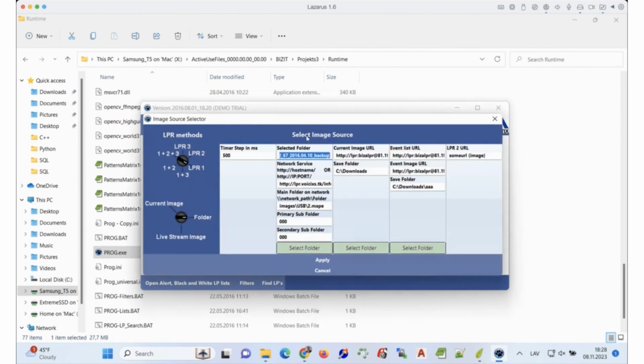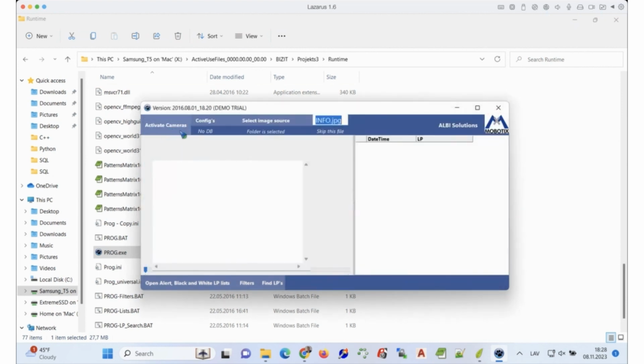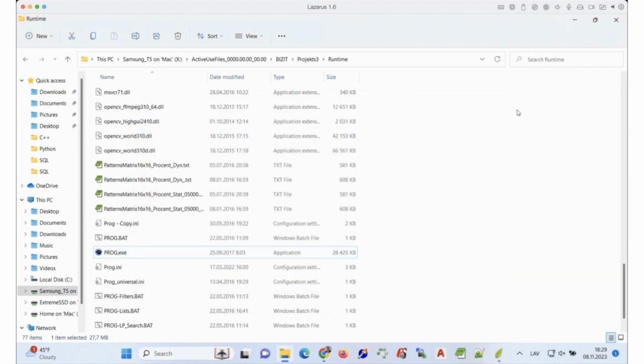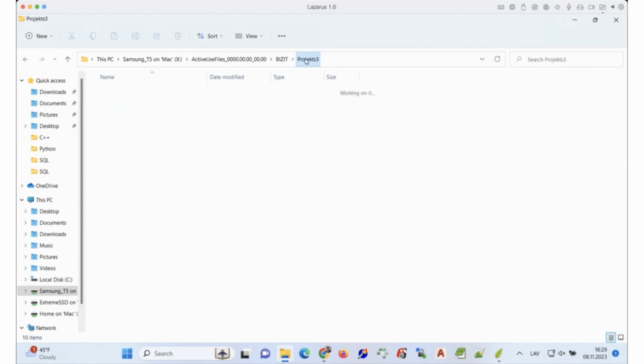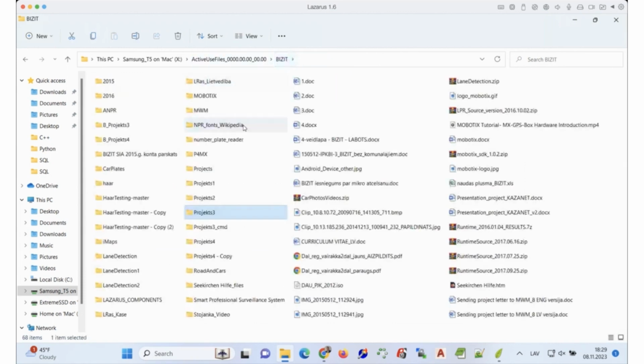There could be a selection of the image source for different things. Actually, we could even activate cameras, but I'm not going to do that now. Literally, we could catch images. Okay, I will show you if I have some of the pictures.